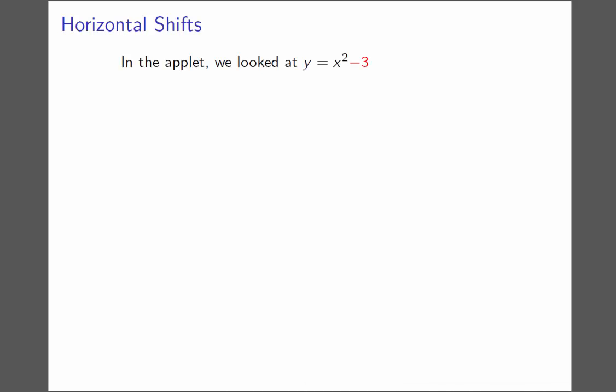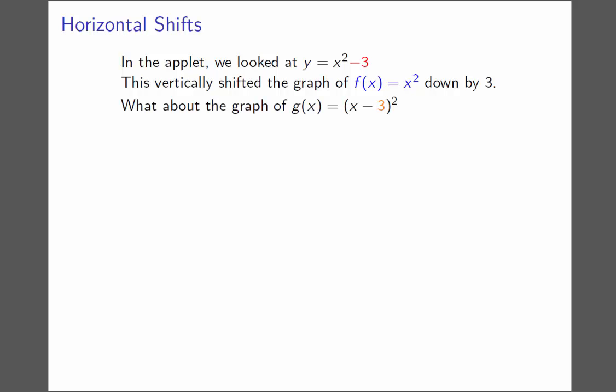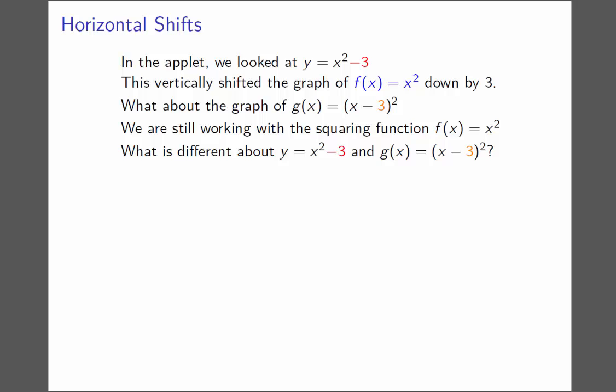In our applet, we looked at y equals x squared minus 3. This vertically shifted the graph of f of x equals x squared down by 3. But what about the graph of g of x, which is x minus 3 squared? We are still working with the squaring function, f of x equals x squared, but what's different about y equals x squared minus 3 versus our new function g of x, which is x minus 3 squared?